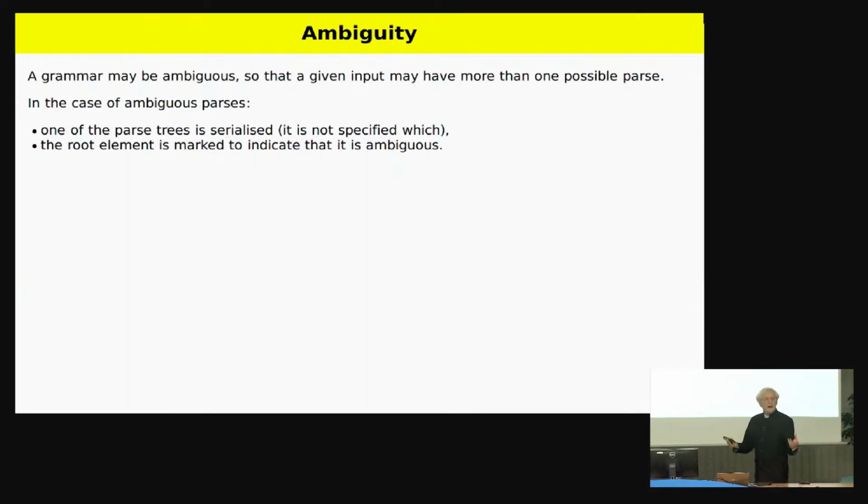A grammar might be ambiguous. You might be able to get more than one different parse out of one document according to the grammar. And so what we say is that in the case of ambiguous parses, one of the parses is chosen. We don't specify which one, and that gets serialized. But on the root element, an attribute gets added to say that it was ambiguous.